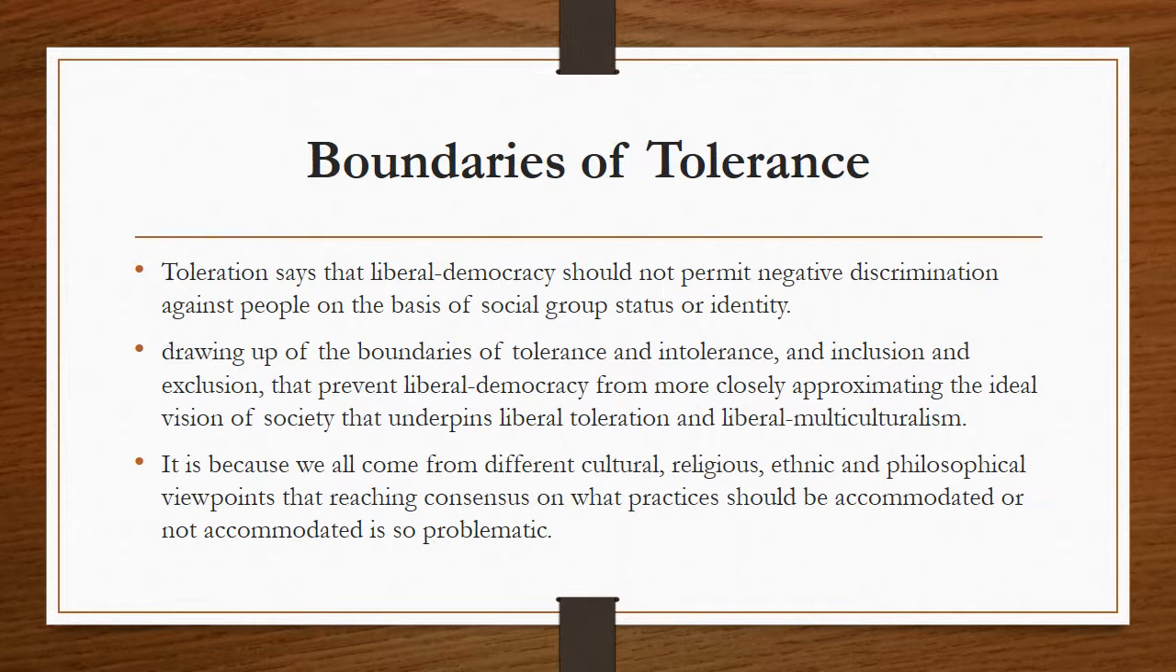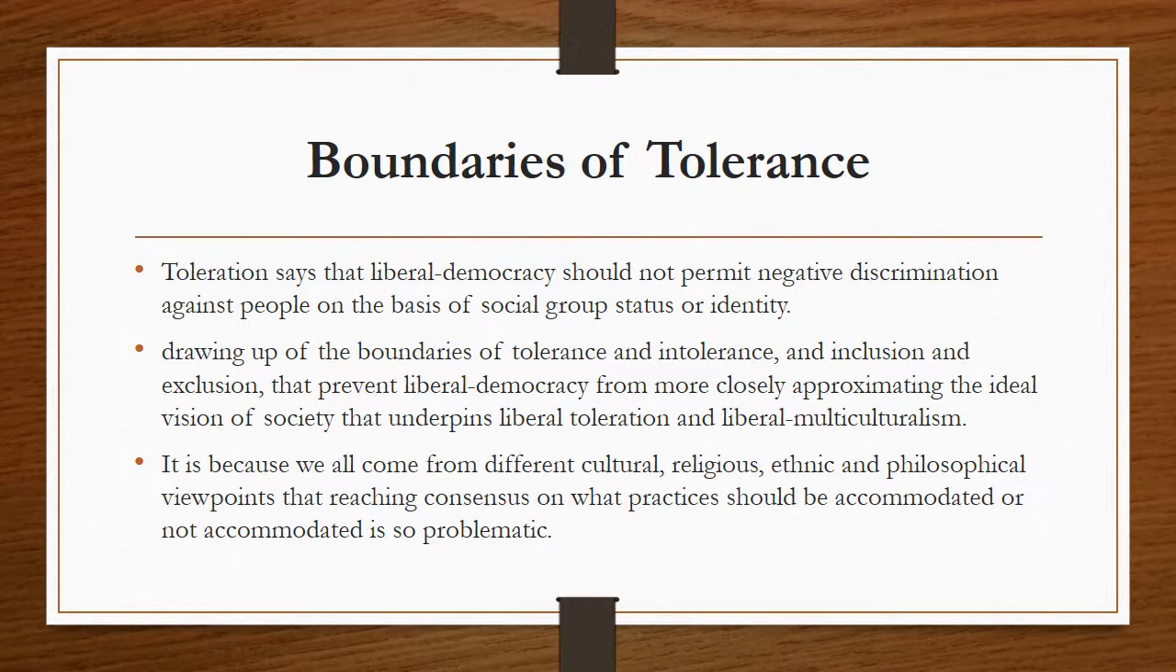It's because we all come from different cultural, religious, ethnic and philosophical viewpoints that reaching consensus on what practices should be accommodated and not accommodated is so problematic. Kwame Anthony Appiah argues that we cannot understand the idea of tolerance if we can't identify what is not tolerable. In other words, there are practices that cannot be tolerated. And this, again, is an inherent part of living within a liberal democratic society. It's simply not possible for each person to just do whatever he wants, because we live in a society where we don't tolerate murder or rape or domestic violence, for example.